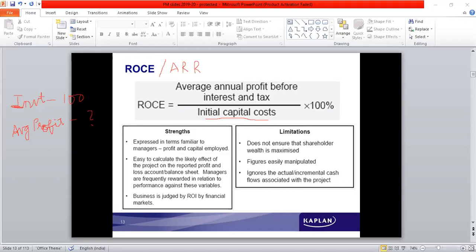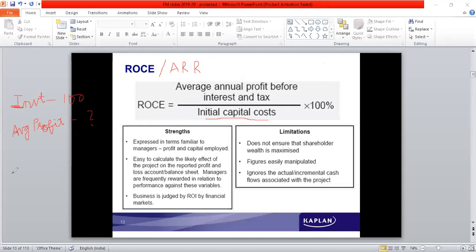That is the profit which is taken. No other tax adjustment is made. It is just profit before tax, as simple as that. So take that into 100 divided by initial capital cost. There are advantages and disadvantages, strengths of this particular technique. When we are deciding on whether the investment should be made or not, the criterion is to look into the investment proposal, use various techniques, and according to these techniques, understand whether it should be invested in or not.